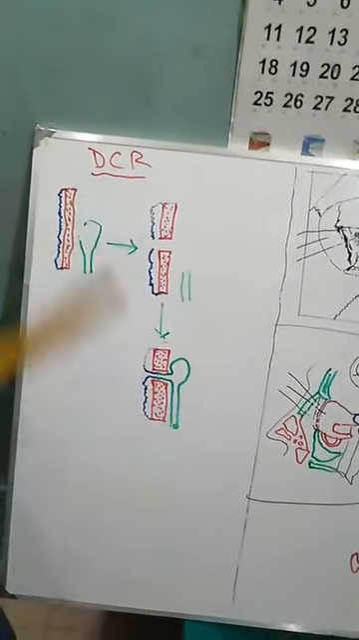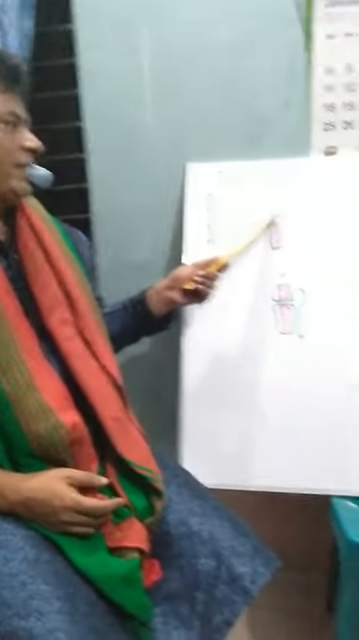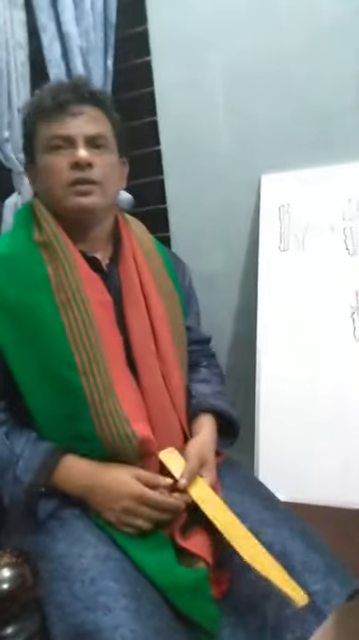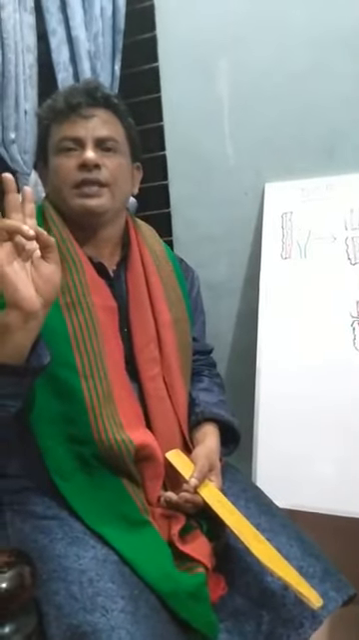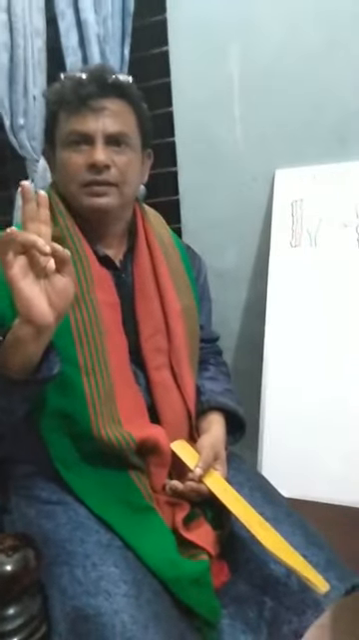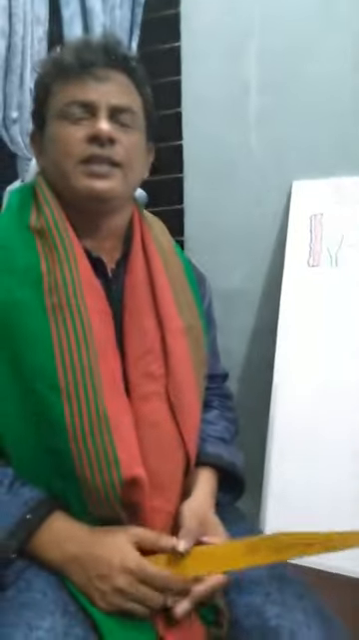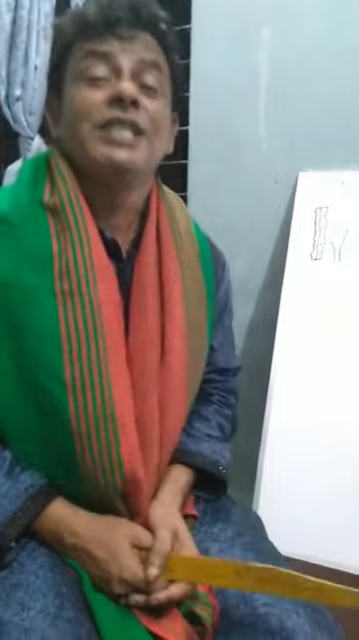What are the bones cut during DCR surgery? Very important. Which bones do I cut with the trephine or DCR bone punch? Two important bones. One is the maxilla, that means the frontal process of the maxilla. Another one is the lacrimal bone. Two bones are cut during DCR surgery. This is very important.